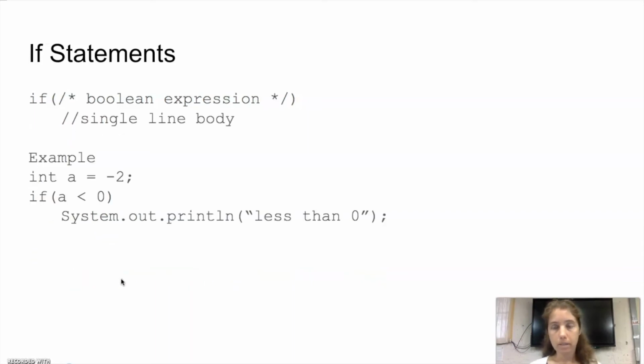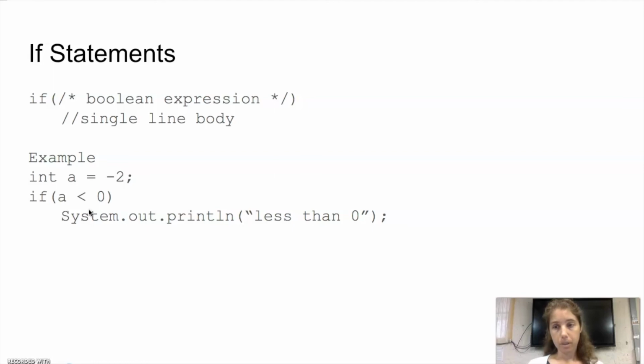Another way to write if statements, if we only have a single line of code in the body, is we can leave out the curly brackets. So this is the same example as before, but I left out the curly brackets and it will still only run this print statement if a is less than 0. If I wanted multiple lines of code, I would have to put in those curly brackets.